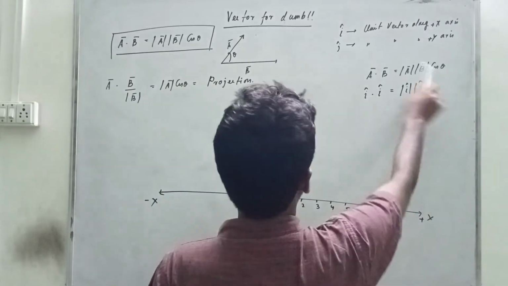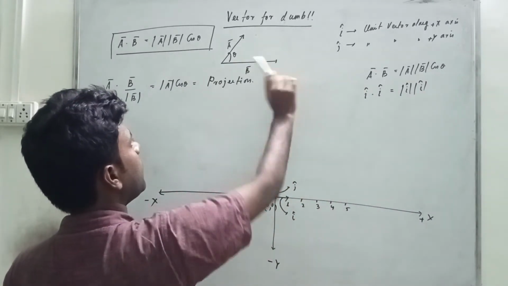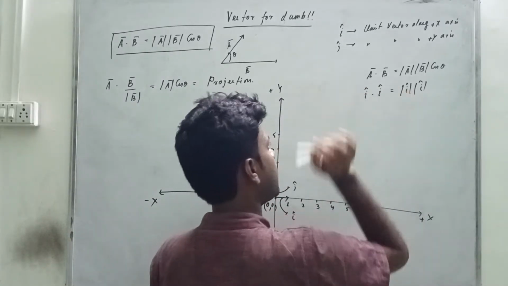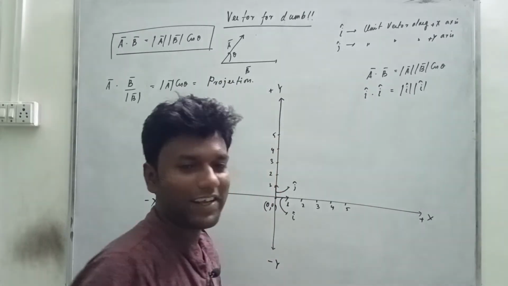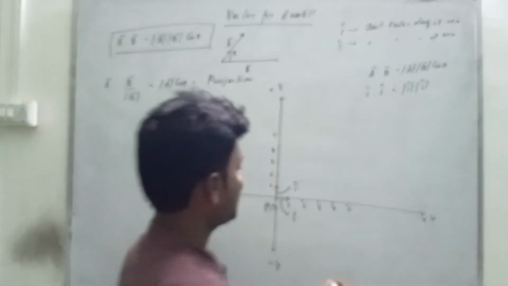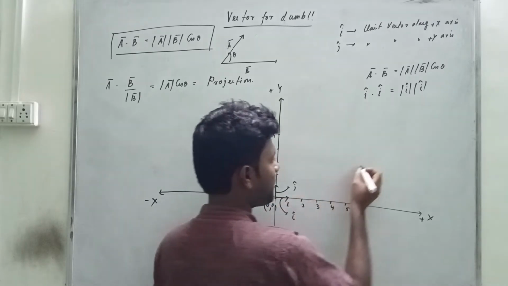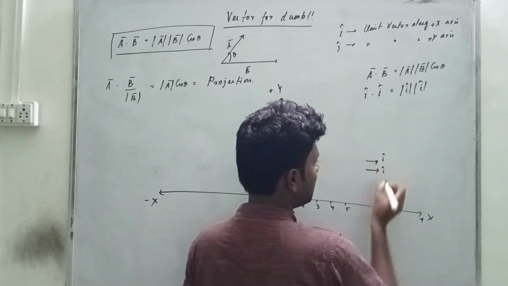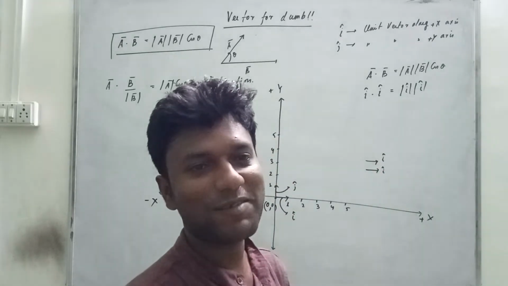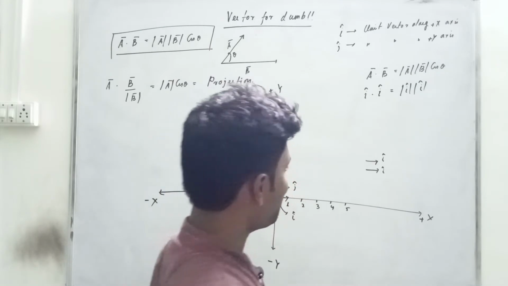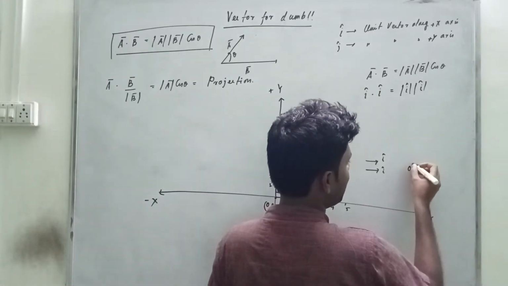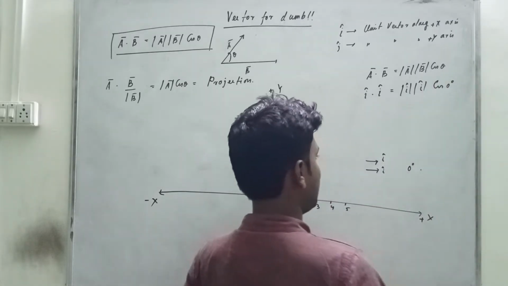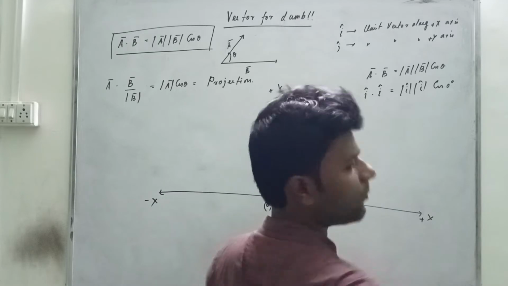Theta is the angle between A and B. Here A means I cap, and B means I cap. Now what will be the angle between I cap and I cap? Obviously it is 0, the 0 degree angle. So here it is cos 0 degree, and all of you know the value of cos 0.